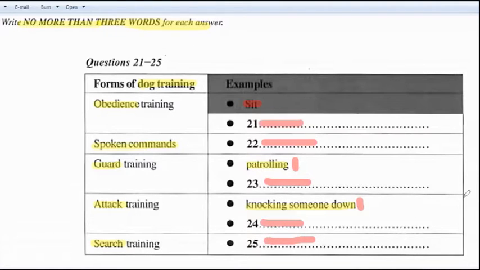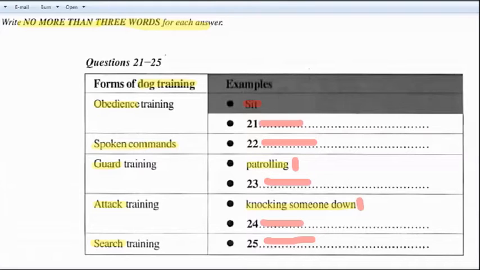We might hear ing verbs like patrolling or knocking. We might also hear just command verbs like sit or walk or go. All right. If you have a little time before the listening starts, you can look at the examples here: sit, patrolling, knocking someone down. These are all examples of behaviors that professional dogs do.